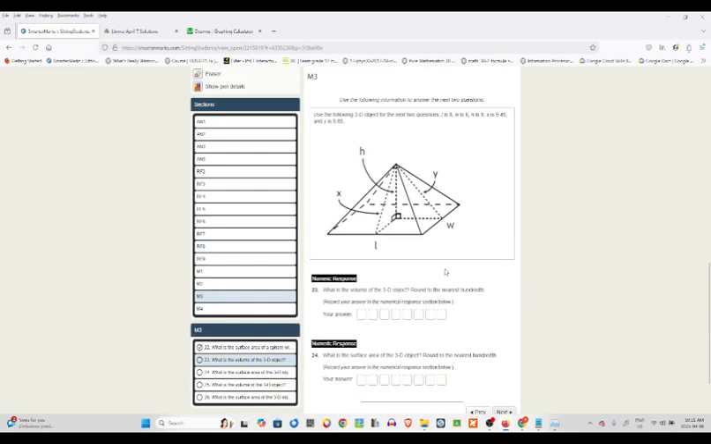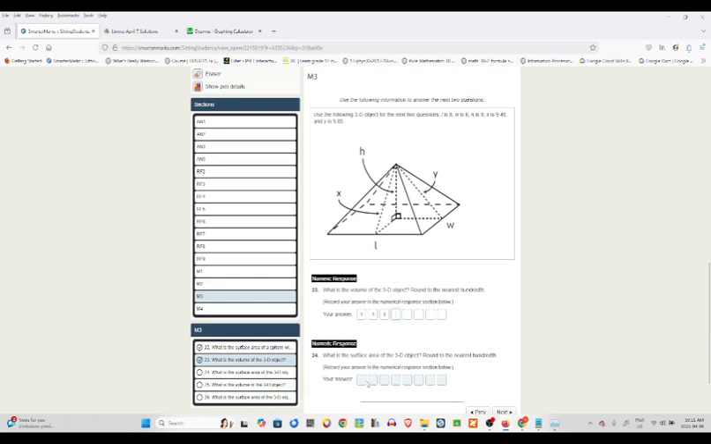All right, the volume of this 3D object, that's the area of the base times the perpendicular height divided by 3. Length is 8, width is 6, perpendicular height is 9. Divide that by 3. We divide by 3 because it's tapered to a point. Anything that tapers to a point, we divide by 3. That gives us a volume of 144.